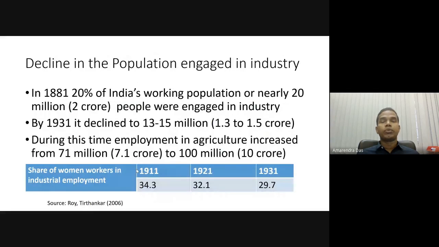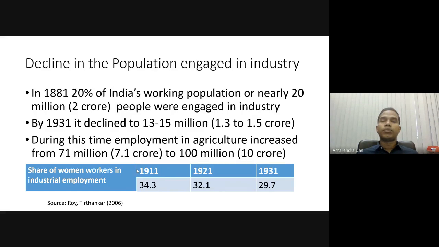Similarly, if you look at the population engaged in industry, that had fallen from 2 crore in 1881 to about 1.3 crore or 1.5 crore in 1931. Similarly, the share of women who worked in industry had fallen from 34.3 percent in 1911 to 29.7 percent in 1931. And during this time, we also observed that people moved from industry or from handicrafts to agriculture, and that's how the number of people who worked in agriculture increased from 7.1 crore in 1881 to 10 crore in 1931. So that's how the ruralization process starts.